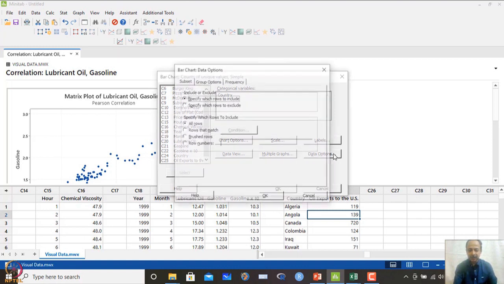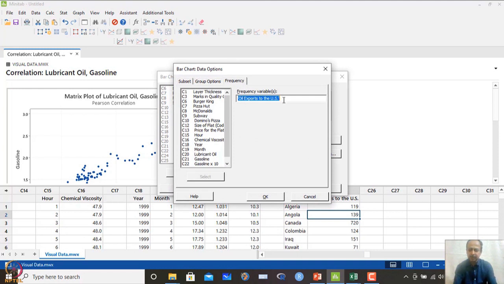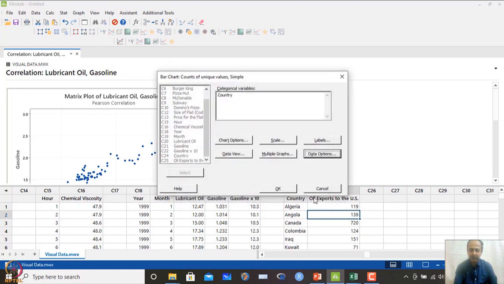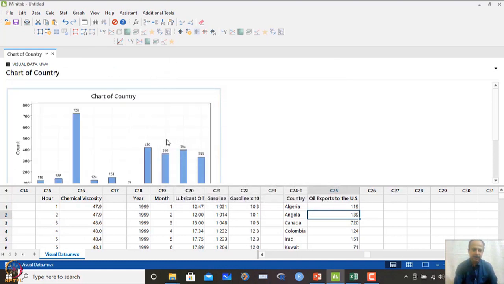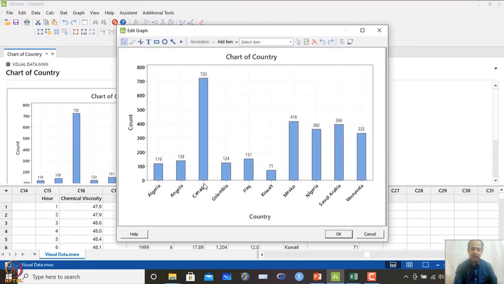Okay, so the data option over here, in this case frequency can be used, and I have taken oil export as the frequency variable over here. So if you click OK and OK again, you will get this graph over here, which shows a bar diagram. Canada is having the maximum over here, 720 is the value, and others are like this. So this can be plotted this way also. Okay, so this is a bar diagram.